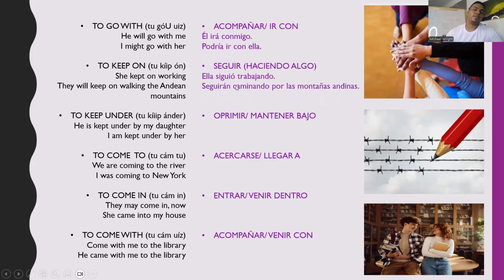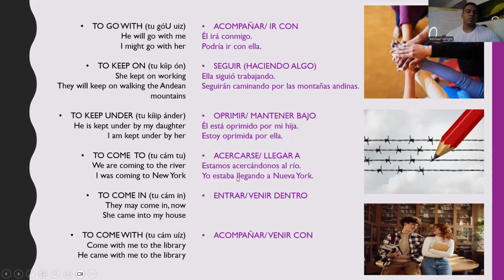Okay, so here we have the translations. To keep under is to oppress, to keep something under. So he's kept under by my daughter, and I'm kept under by her, right? So I'm oppressed by her. To come to, right? We're coming to the river. I was coming to New York. Okay, that is to get close to somebody. So to come in is similar to get in, right? Or to go in.